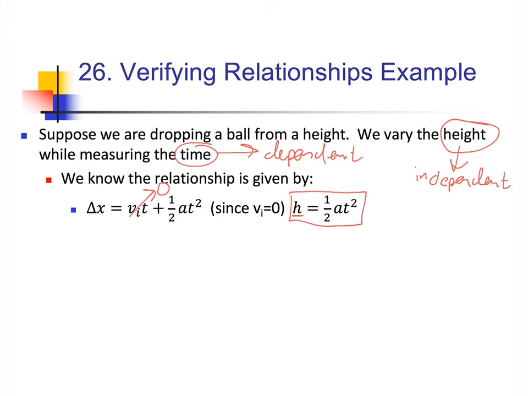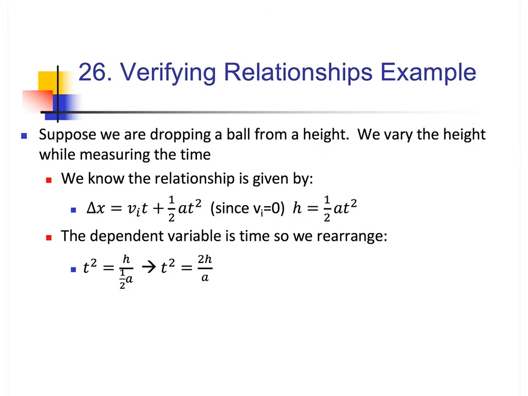So the first thing we're going to do is rearrange this equation to try and solve for our dependent variable, to try and isolate our dependent variable. And so when we do that, we get that t squared term by itself. So we divide both sides by 1/2 a, which gives us t squared equals h over 1/2 a. Fixing that double fraction, we're left with t squared equals 2h over a. So that's the first thing we want to do. We've now isolated our dependent variable here, which is that t squared.